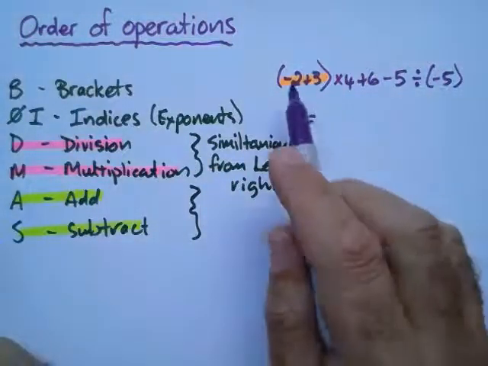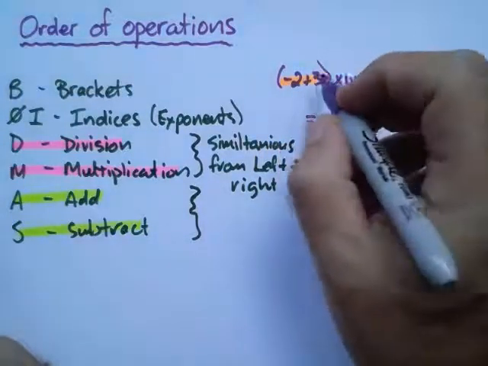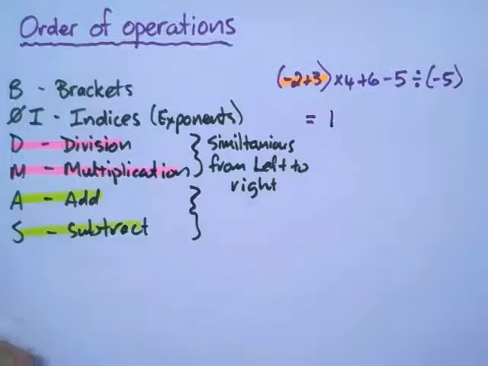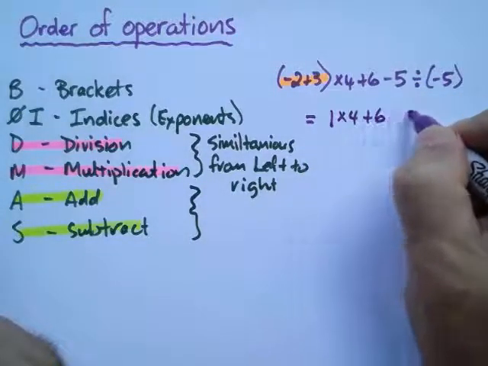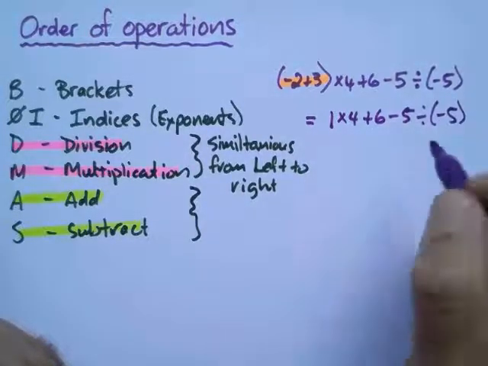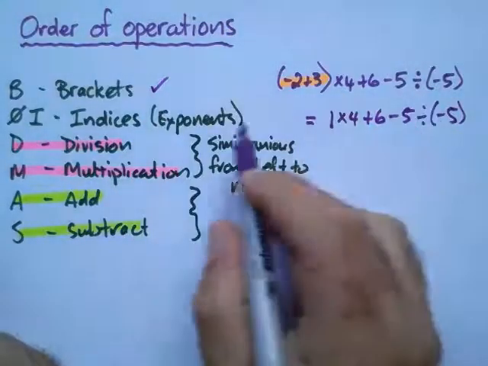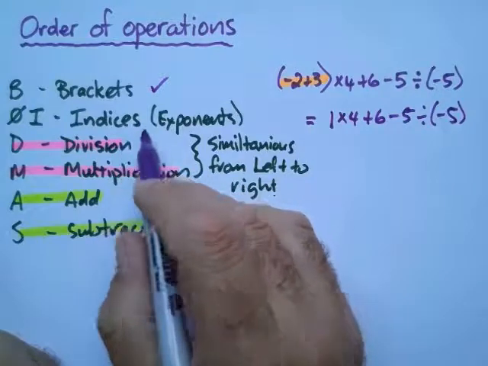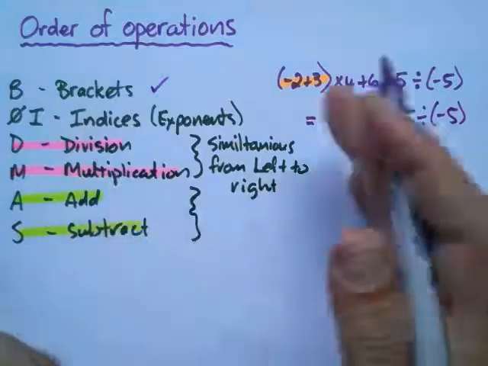So let's do the step. If I'm at -2 degrees and it rises by 3, this answer will be 1. So that's where that comes from. Times 4 plus 6 minus 5 divide by -5. So I've done this. This one is done. There are no indices, there are no exponents. Now I'm going to do division and multiplication from left to right.